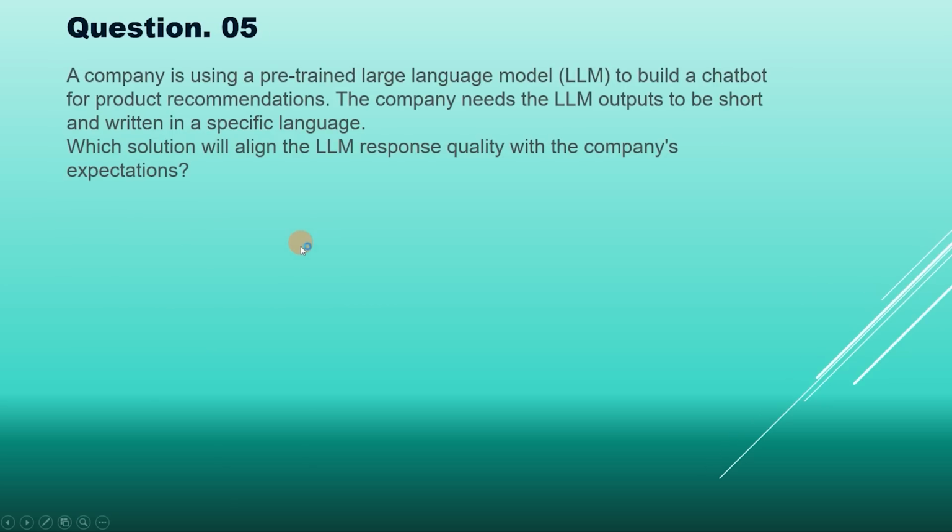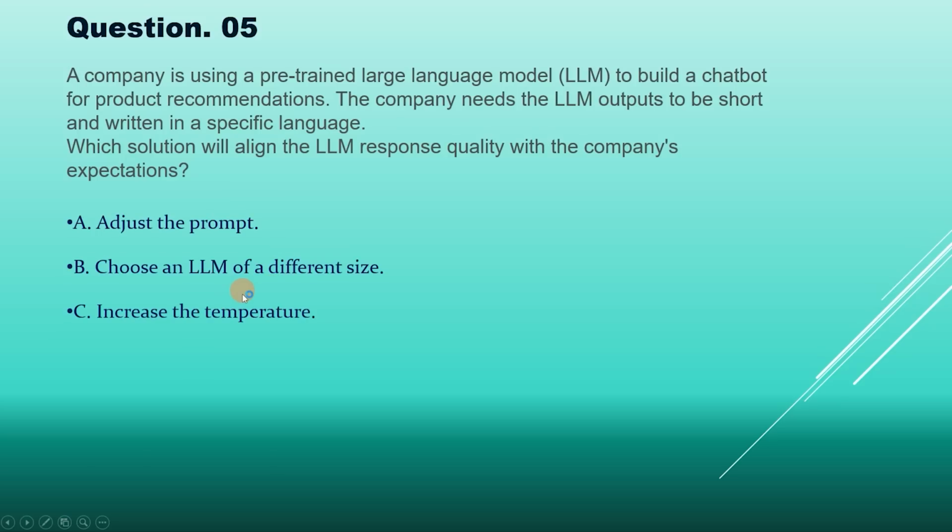Now question number 5. A company is using a pre-trained large language model, LLM, to build a chatbot for product recommendations. The company needs the LLM output to be short and written in a specific language. Which solution will align the LLM response quality with the company's expectations? So here are the options: adjust the prompt, choose an LLM of a different size, increase the temperature, increase the top K value.